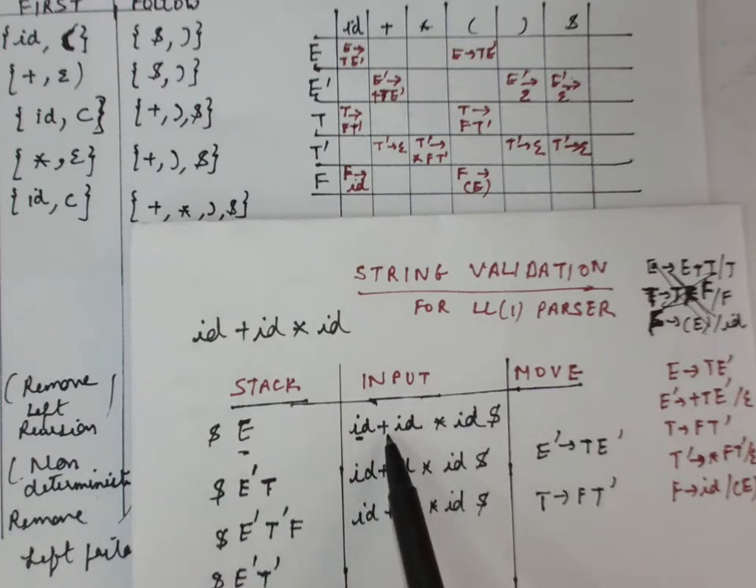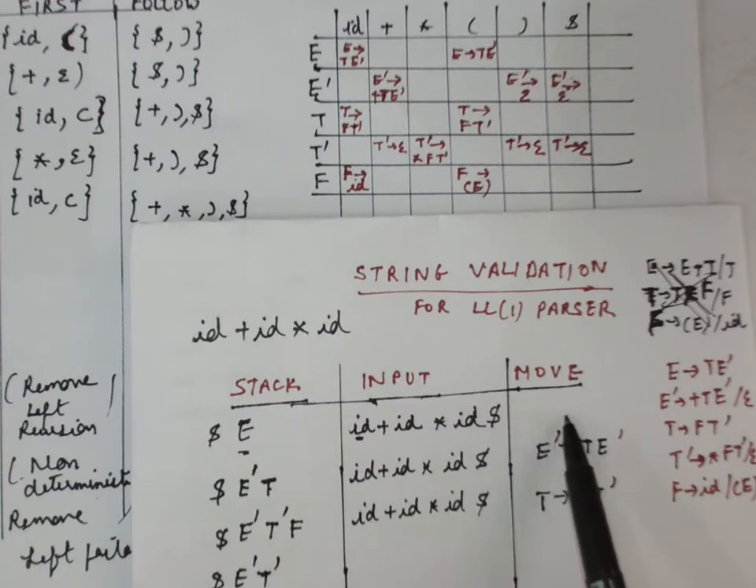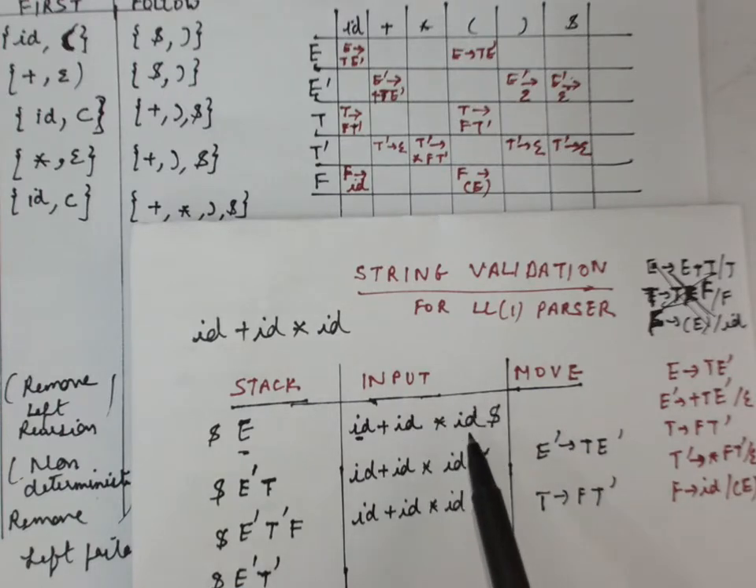And for the input, you put the whole string that you need to validate. So you put id plus id into id over here, and at the end you put a dollar that tells us this is the end of the string. And under moves, we will be putting all the moves that we make as per the given parsing table. Okay, so let us see.